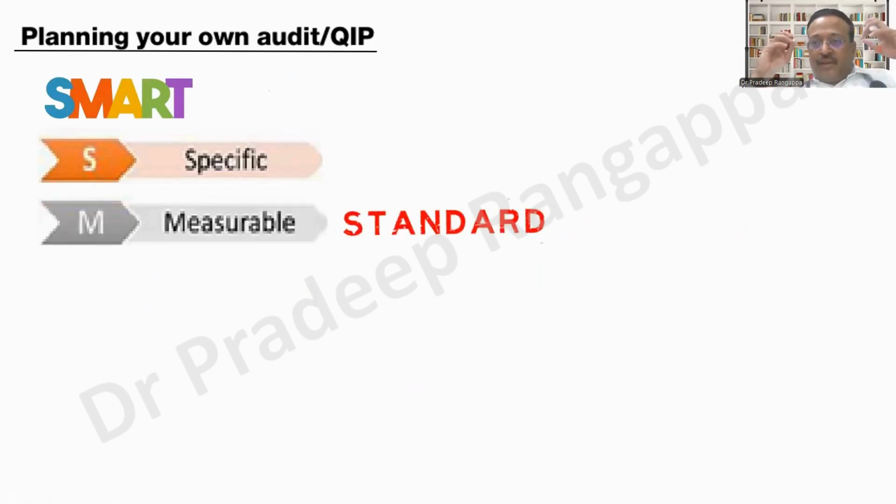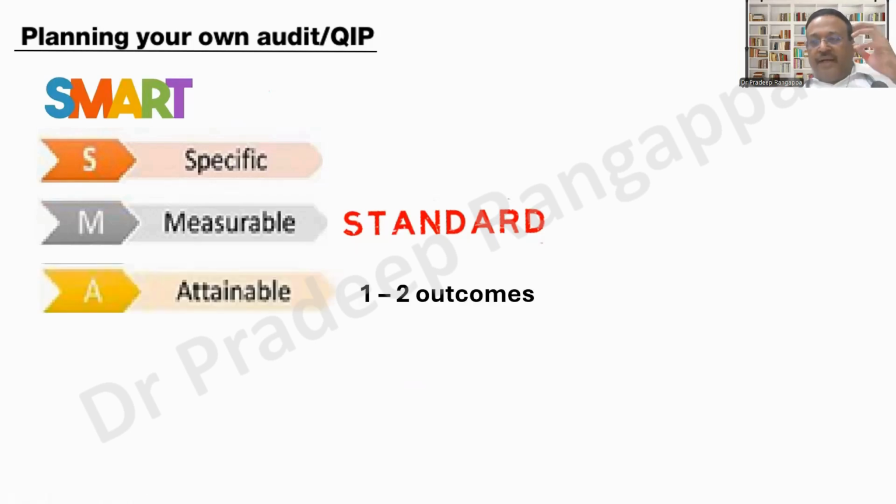And the elements or variables you're looking at should be measurable, and it should have a set standard against which you are comparing. So SMART, as I said, is an acronym. Keep this in mind when you're doing this. So it should be measurable. A is it should be attainable.